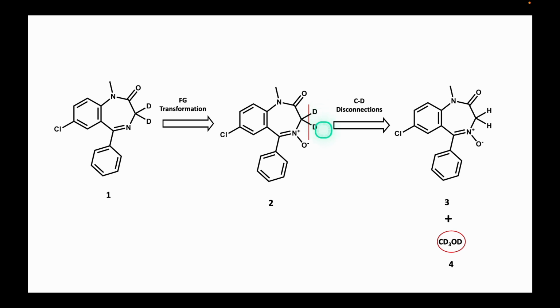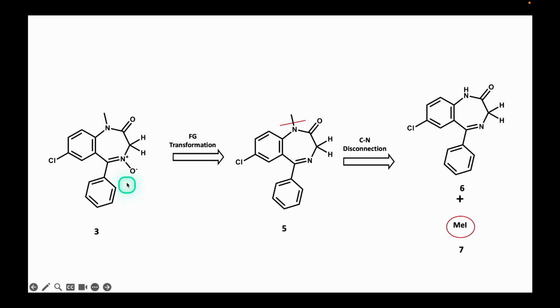2 carbon-deuterium disconnections in 2 generate the oxiderivative of diazepam-3 and the fully deuterated methanol as a raw material and deuterium source. These disconnections are based on the possibility of forming the corresponding enolate intermediate. This allows the introduction of deuterium atoms into the heterocyclic ring coming from the deuterated methanol.